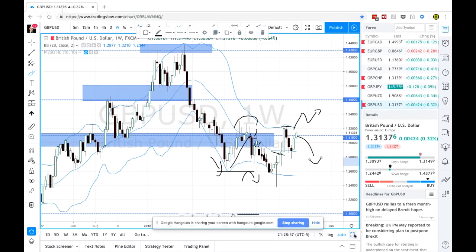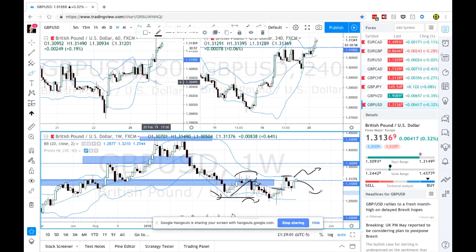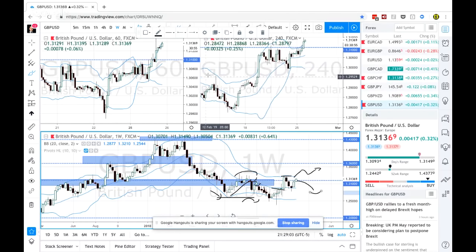Let me just see quickly on the lower time frame. So we have nothing on the 1 hour chart and nothing on the 4 hour chart. So not much for now, but we could still wait. But that's kind of the game plan.